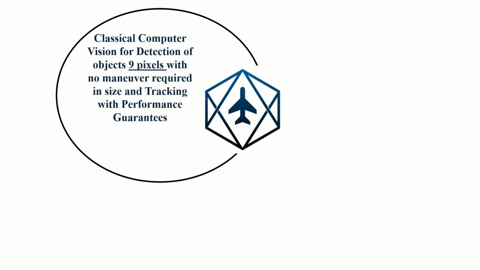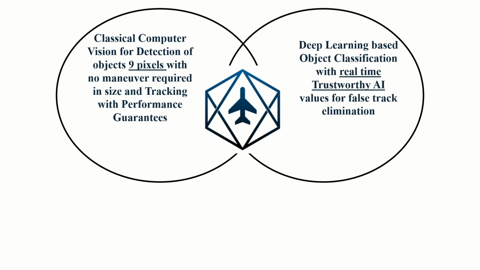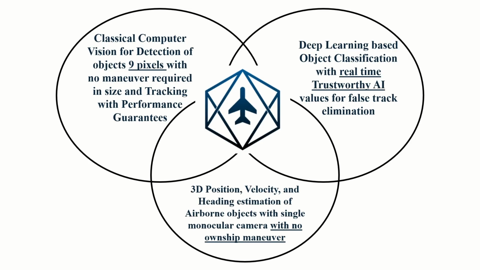Aether is designed to use the best of both worlds: classical computer vision to provide performance guarantees without the requirement of any training data for detection and tracking, and machine learning models with uncertainty quantification for trustworthy and reliable AI performance for object identification. Along with performance guarantees, Aether uses Utopia Compression's proprietary algorithm for estimating the 3D position and distance of airborne objects with a single monocular camera without requiring any on-ship maneuver.